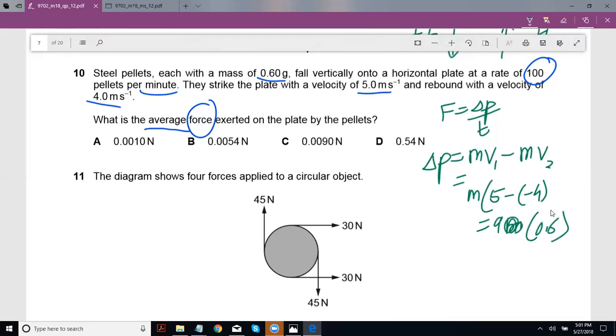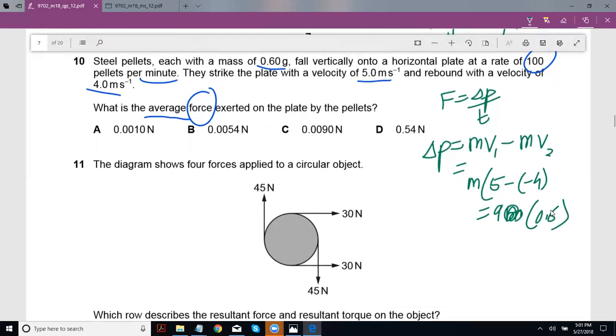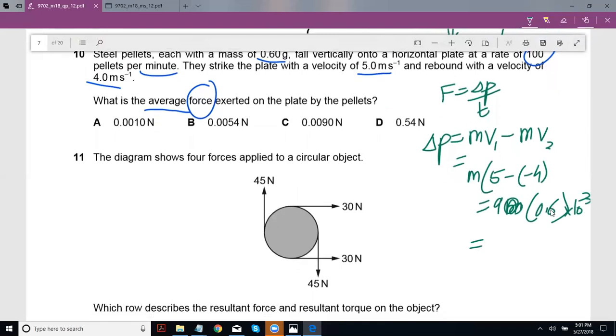But if you want it in newtons, you have to convert it, so that would be into 10 to the power minus 3. What are we getting? 5.4 into 10 to the power minus 3. So we're fine with momentum.